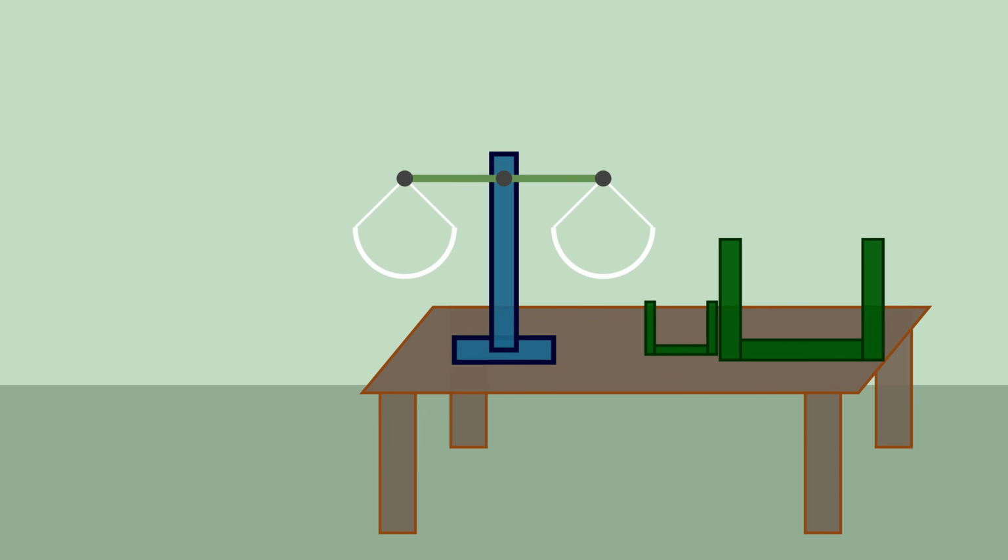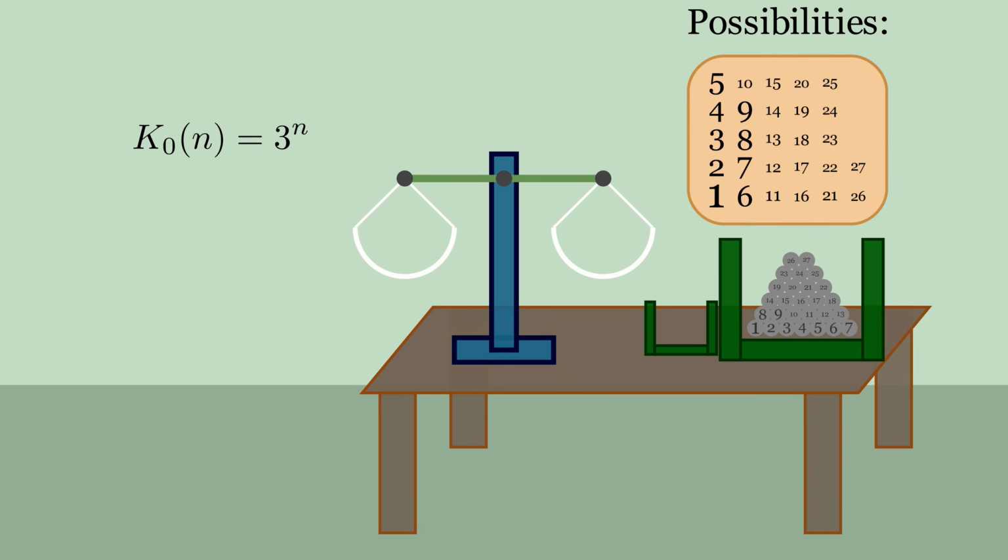We're gonna start with the simplest case where the relative weight of the coin is known. Here, it's not too difficult to show that given n weighings, you could identify the odd coin out of 3 to the n coins. We're gonna denote the maximum number of coins as k0 of n. As for the solution, you split all the coins into 3 equal sets.